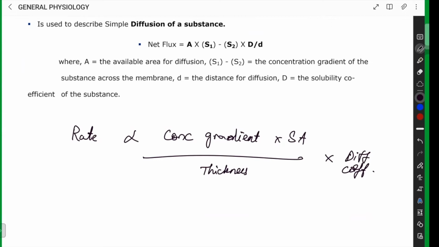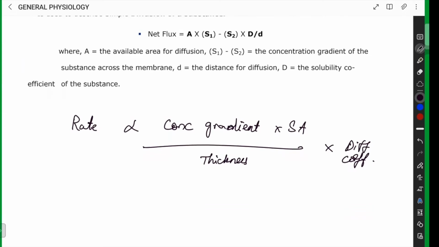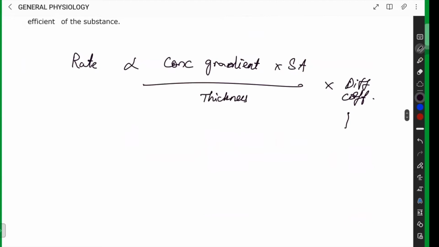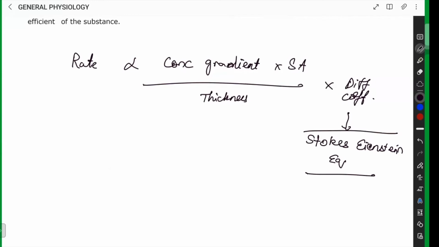And what is this diffusion coefficient? Again, the diffusion coefficient is estimated by the Stokes-Einstein equation. You don't need to mug up the equations present in the guide. Just remember the name, Stokes-Einstein equation. That is the one which governs the diffusion coefficient. The diffusion coefficient is directly proportional to your temperature, inversely proportional to the viscosity, and to the radius of your solute.